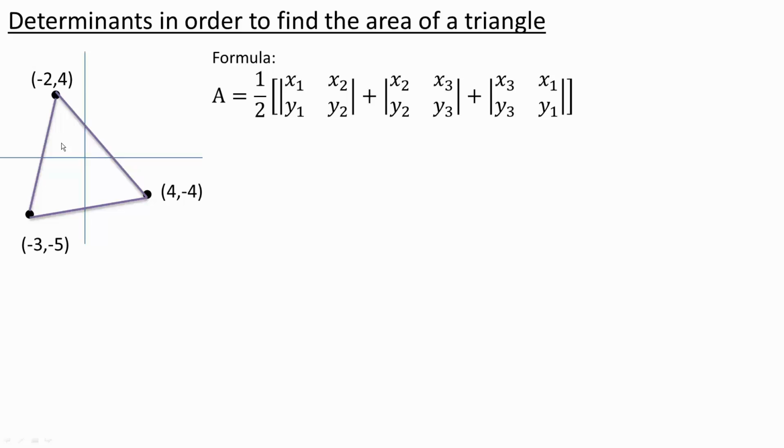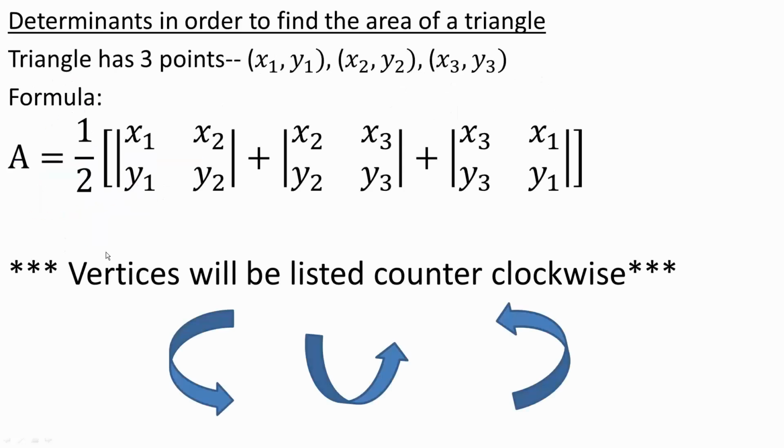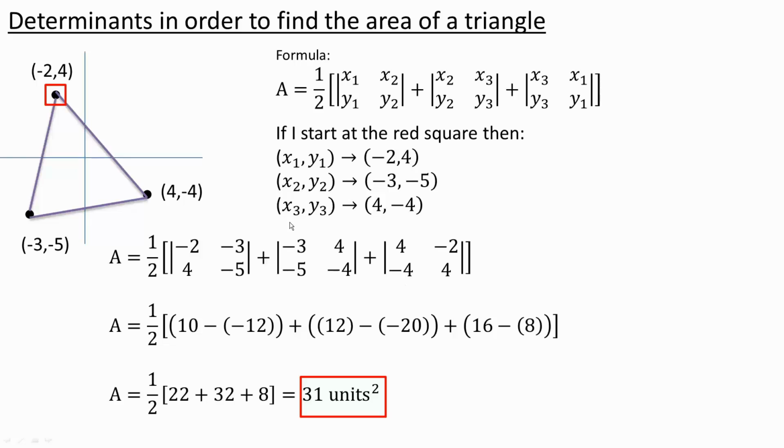So as an example, these are 3 points: (-2, 4), (4, -4), (-3, -5), and we want to find the area of this triangle right here. Now, like I said, we have to start counterclockwise. And I can choose any point. I can start from here, here, and here. It doesn't really matter, but it has to be counterclockwise. In this example, I'm going to go from here. But I'll also go from these 2 points very quickly.